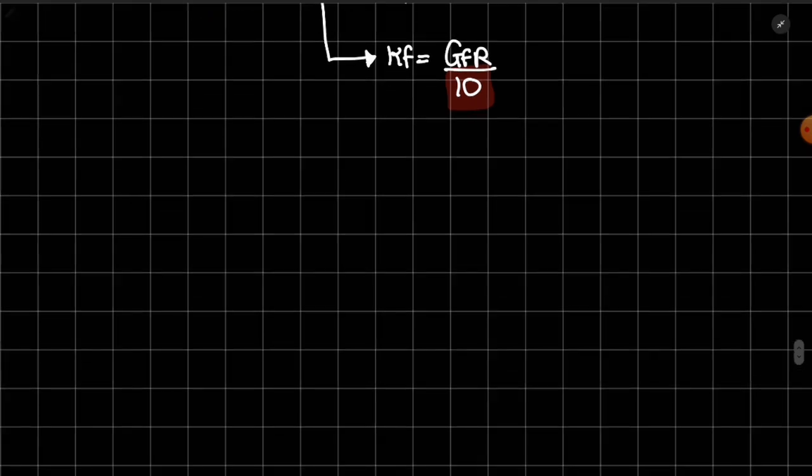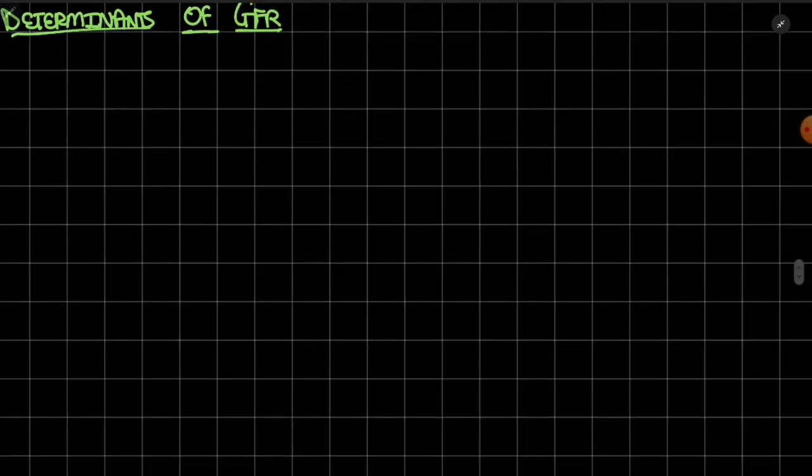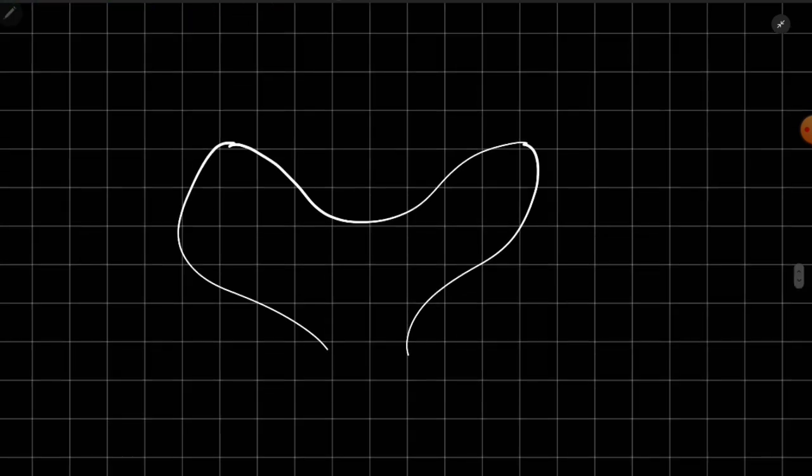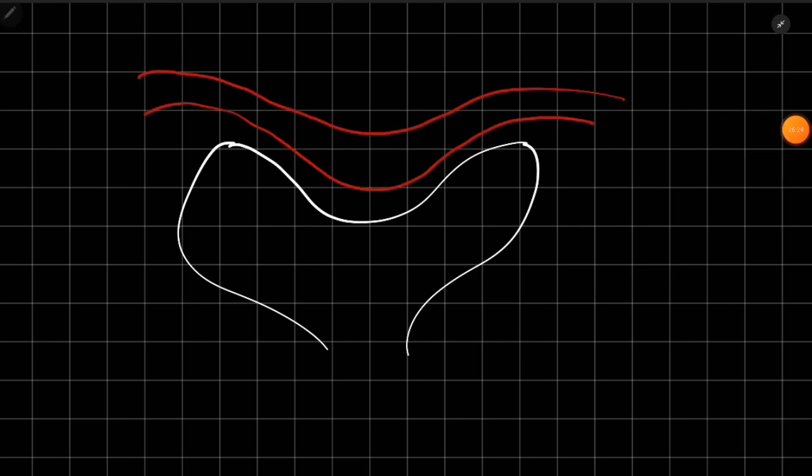For this we will study the determinants of GFR. Now let's imagine a Bowman's capsule. I will be drawing a very schematic diagram. So this is one of the Bowman's capsule. I have shown the afferent arteriole, I will write AFF, and this is the efferent arteriole. A very schematic diagram. The blood capillary is stretched, so there is no tuft of capillaries. It is to show the determinants of GFR.